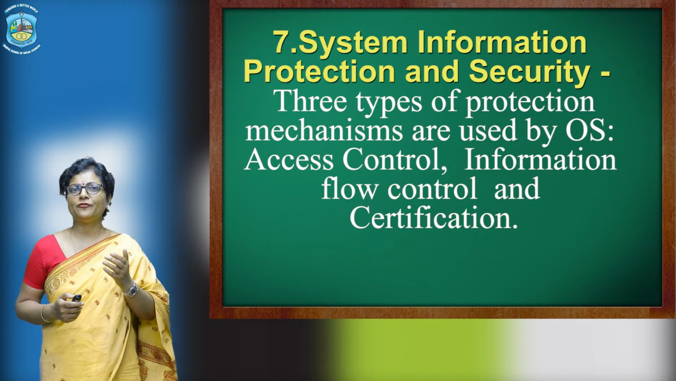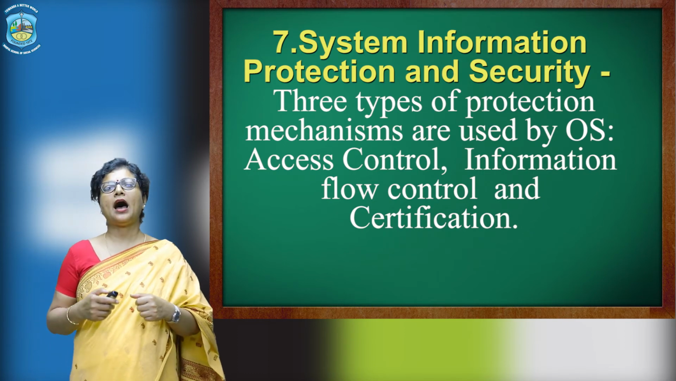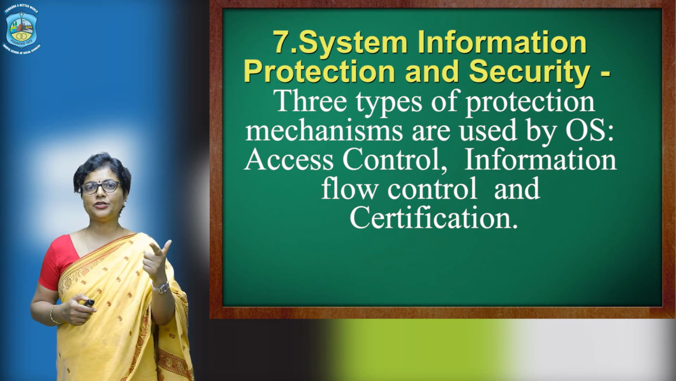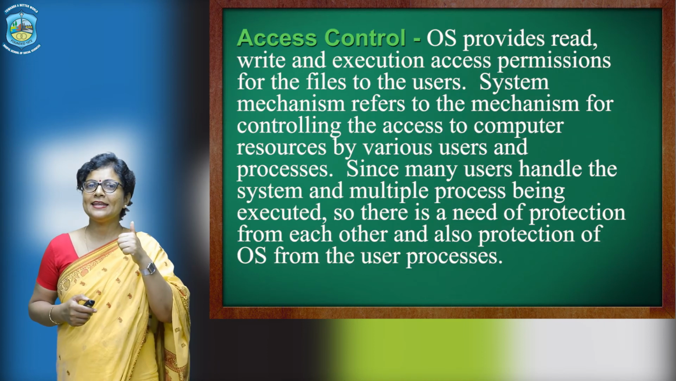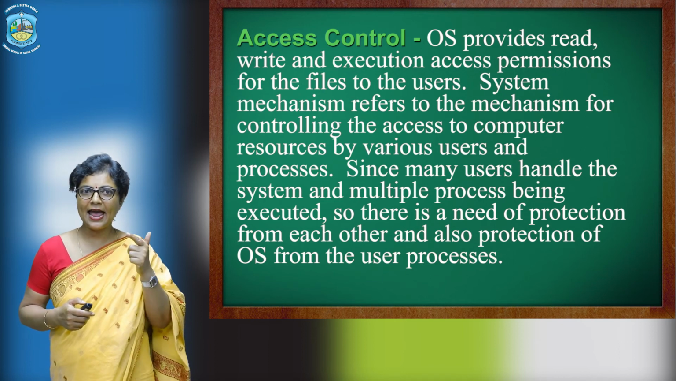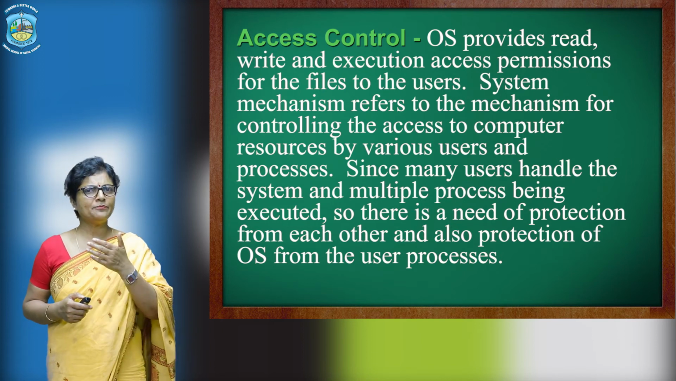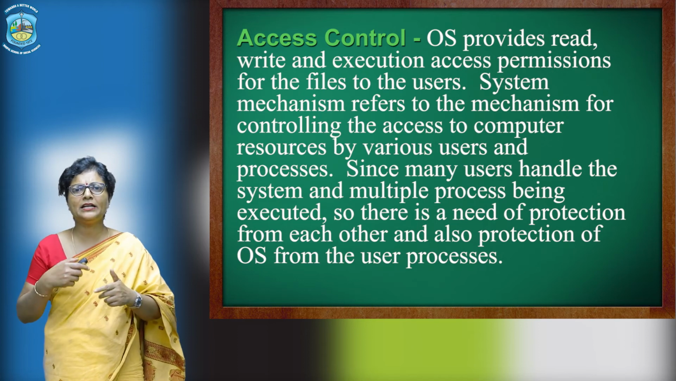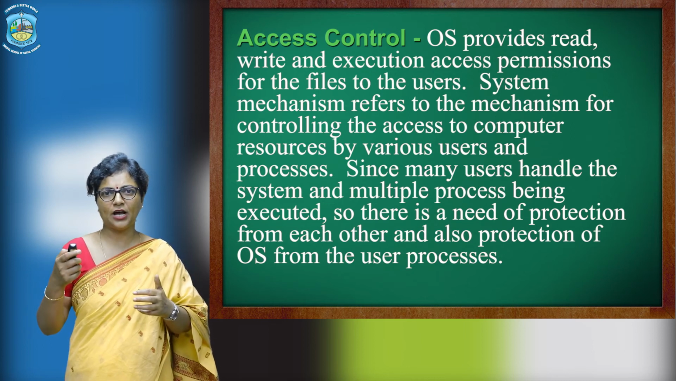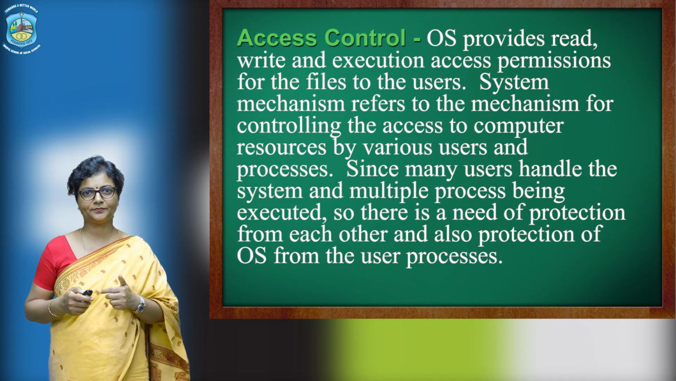Next is system information protection and security. Three types of protection mechanism are used by the operating system, that is access control, information flow control and certification. In access control, the operating system provides read, write and execute access permissions for files to the users. Since many users handle the system and multiple processes are being executed, there is a need for protection from each other, and also protection of the operating system from the user processes.